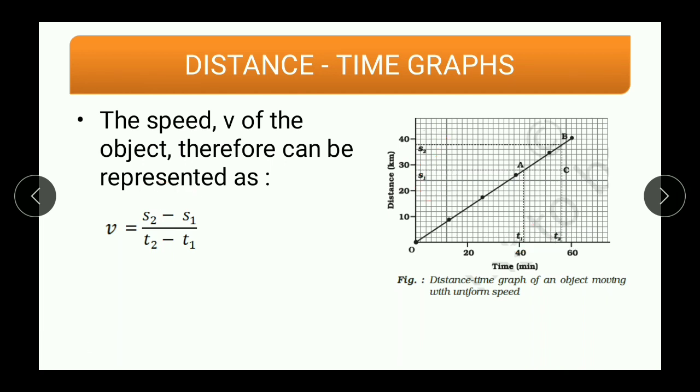If we observe this graph carefully, we will notice that this line graph is a straight line. Now, this straight line represents that speed is not changing, because the distance against time graph is a straight line. So, speed is not changing. Or in other words, we can say speed is remaining constant in this case.